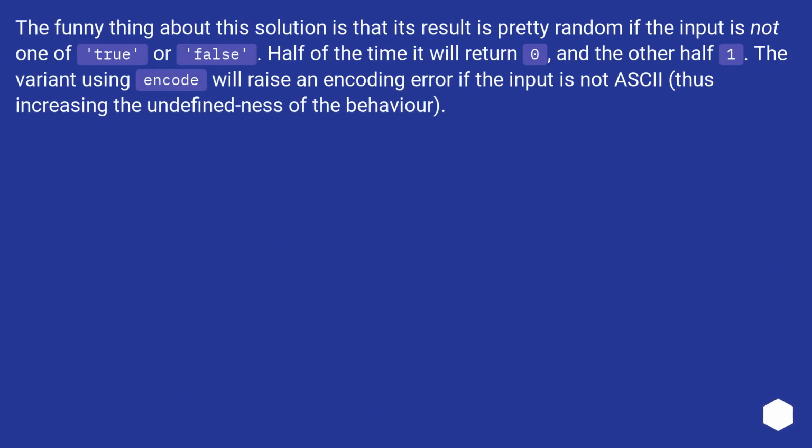The funny thing about this solution is that its result is pretty random if the input is not one of true or false. Half of the time it will return 0, and the other half 1. The variant using encode will raise an encoding error if the input is not ASCII, thus increasing the undefinedness of the behavior.